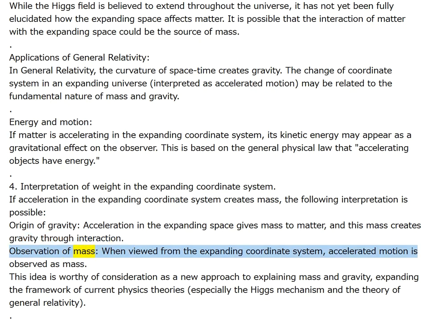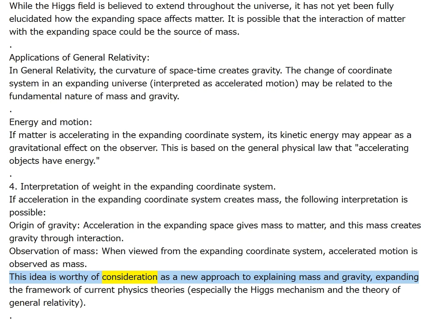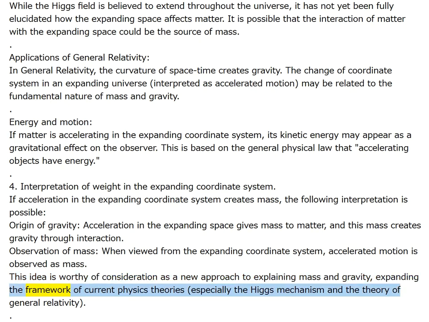Observation of mass. When viewed from the expanding coordinate system, accelerated motion is observed as mass. This idea is worthy of consideration as a new approach to explaining mass and gravity, expanding the framework of current physics theories, especially the Higgs mechanism and the theory of general relativity.